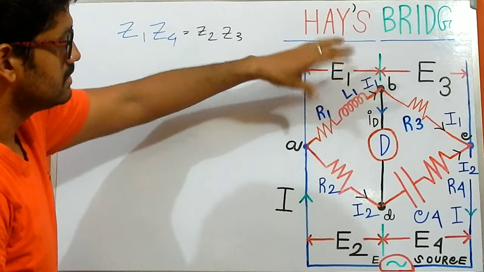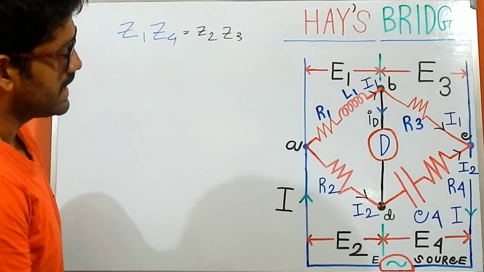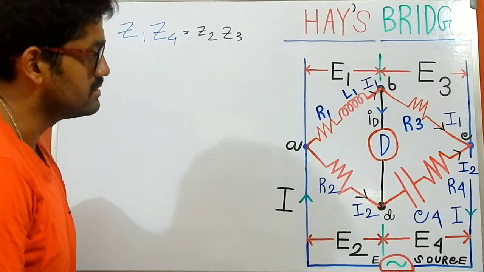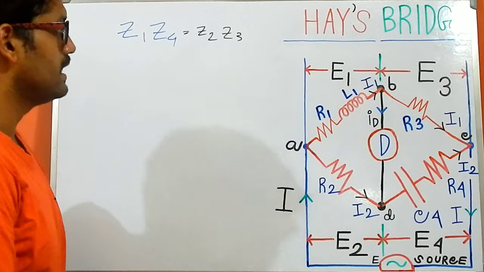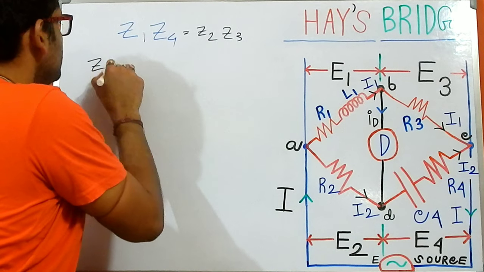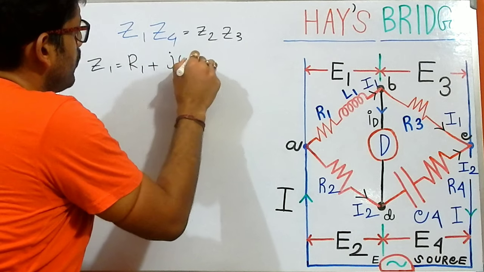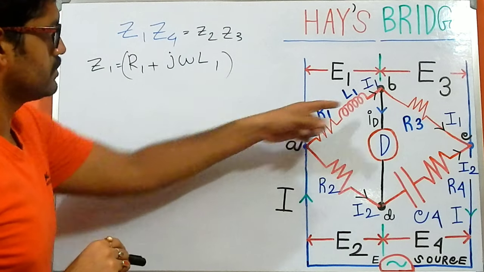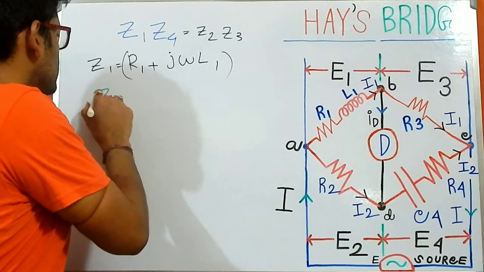Here you can see that R1 is connected with L1, and R2, R3, R4 are non-inductive resistances, and C4 is our capacitor over here. So let us do that. What is the value of Z1 for this arm? Z1 is R1 plus j omega L1. This is our value of Z1.